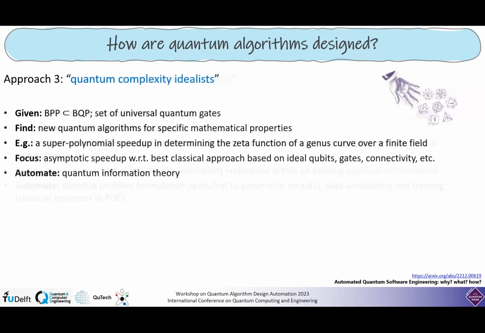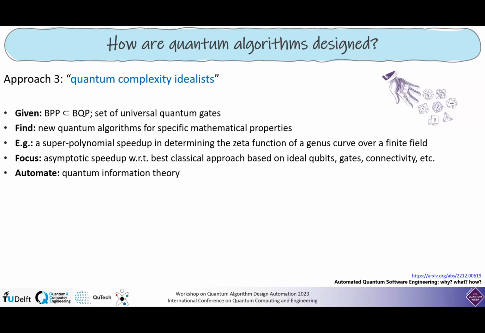The third approach is the quantum complexity idealists. So all you have to give these people is a promise that there exist problems which are in BQP but not in BPP, and you give them a set of universal gates for them to calculate the asymptotic speedups. And their aim is to find quantum algorithms that they can prove would have a better speedup. An example would be a super polynomial speedup in determining the zeta function of a genus curve over a finite field. I have no idea what that means. I just took it from the quantum algorithm zoo, so I know the quantum speedup is there.